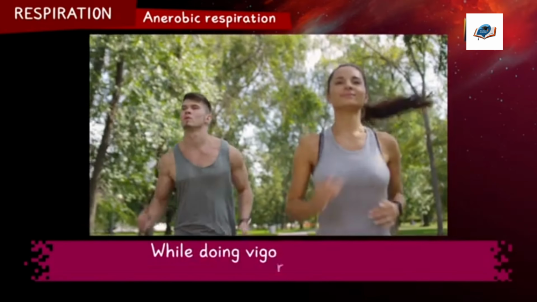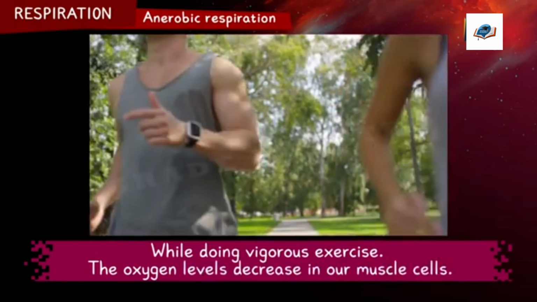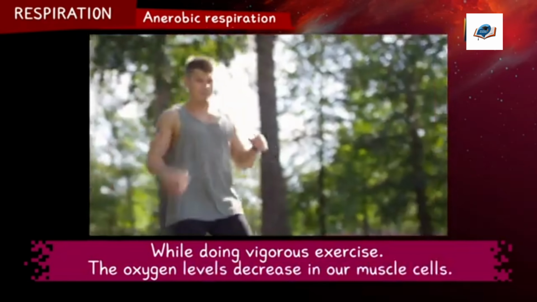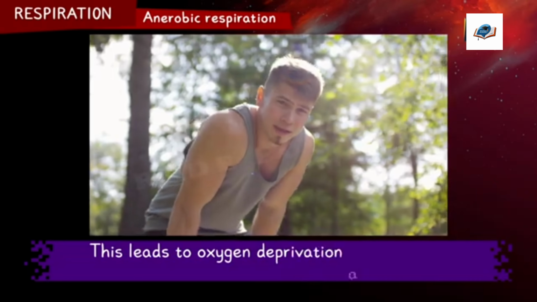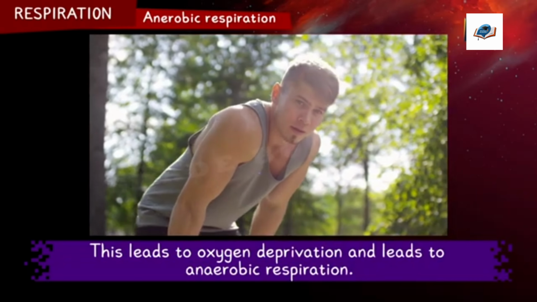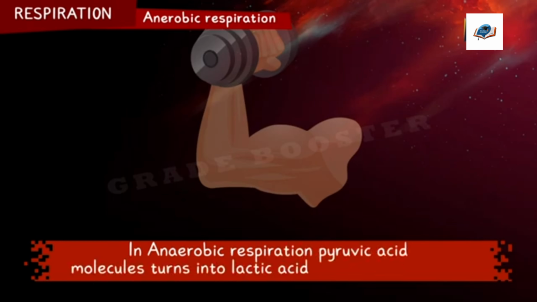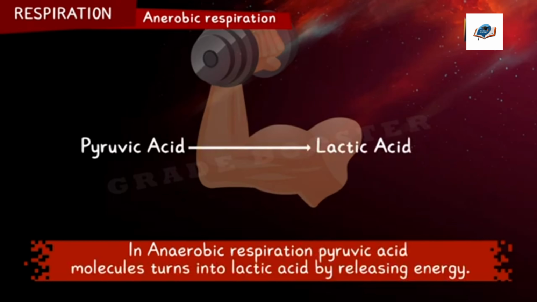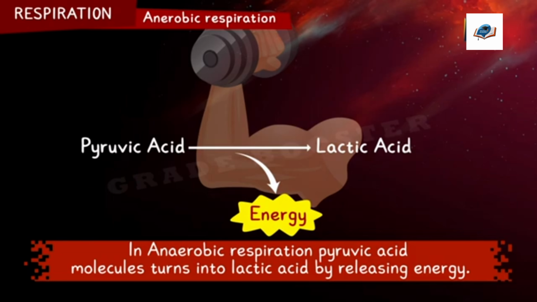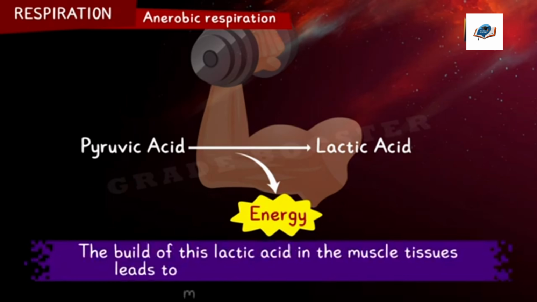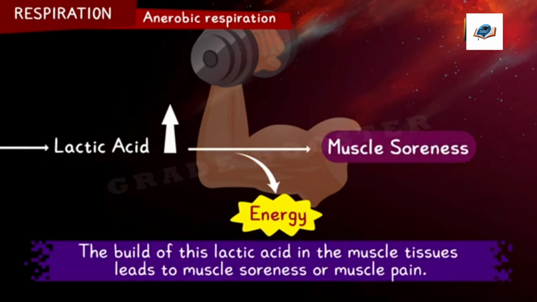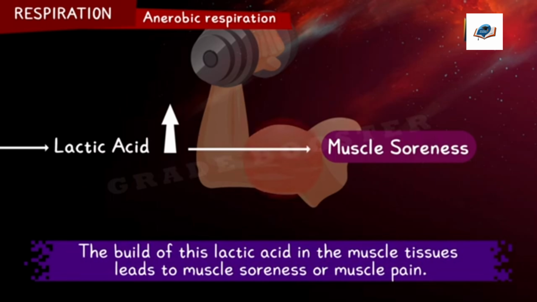While doing vigorous exercise, the oxygen levels decrease in our muscle cells. This leads to oxygen deprivation and leads to anaerobic respiration. In anaerobic respiration, pyruvic acid molecules turn into lactic acid by releasing energy. The buildup of this lactic acid in the muscle tissue due to anaerobic respiration leads to muscle soreness or muscle pain.